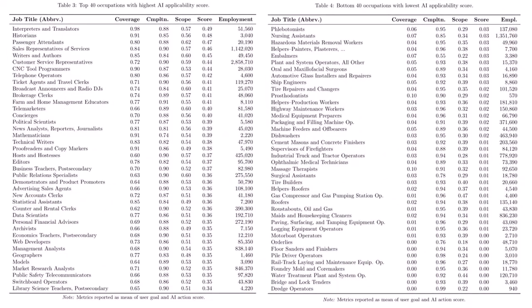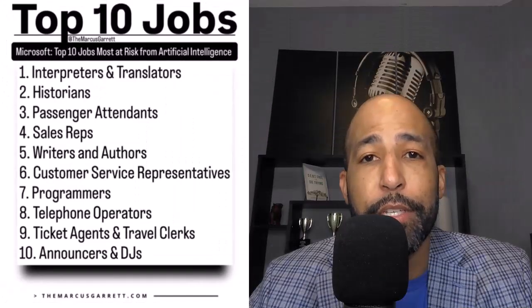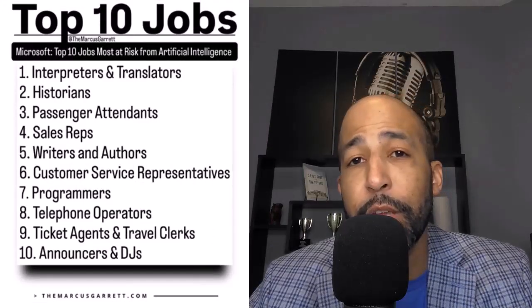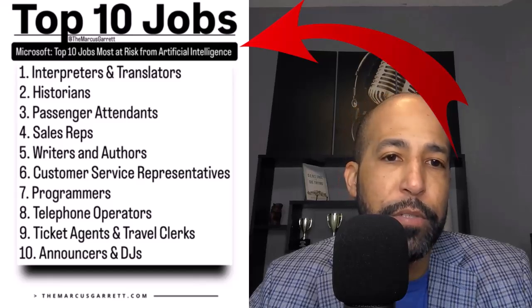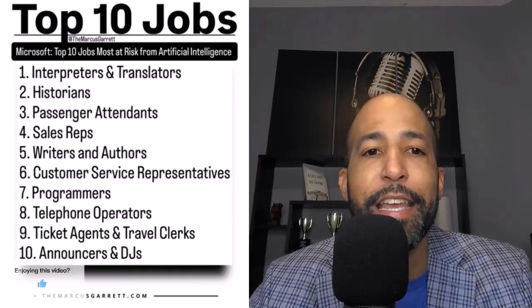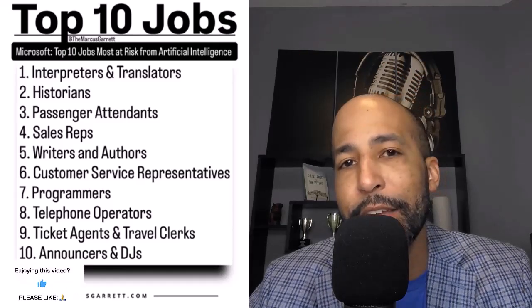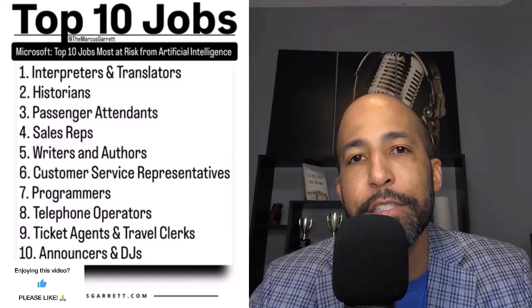And if we narrow that list down to the top 10, we have interpreters and translators at number 1 at risk of automation, according to Microsoft, followed by historians, passenger attendants, sales reps, writers and authors, customer service representatives, programmers, telephone operators, ticket agents, and travel clerks, announcers, and DJs, wrapping out the list at number 10.